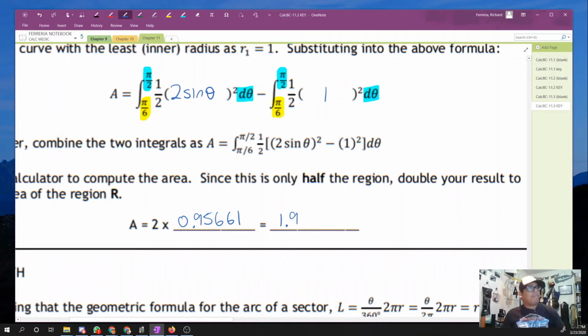2 times 0.9566 is 1.9132. Right. That's our region of the entire crop circle portion.